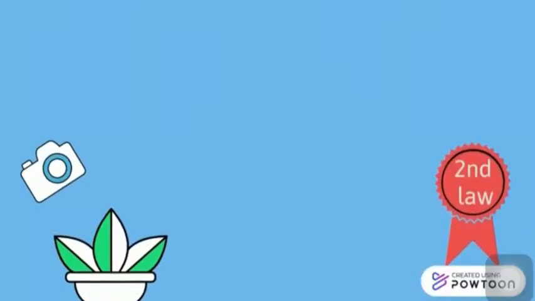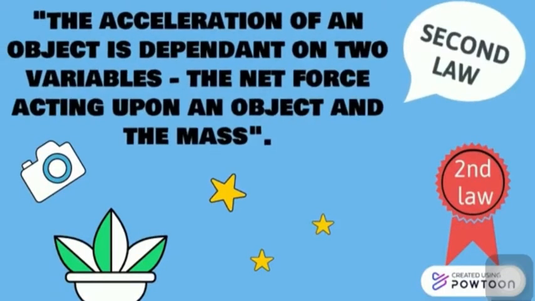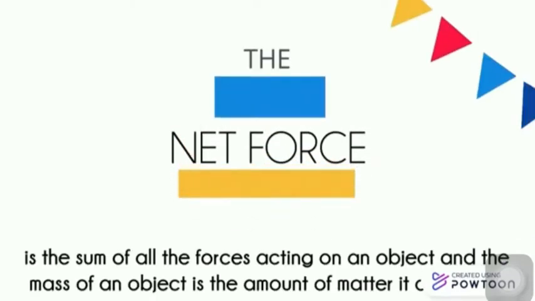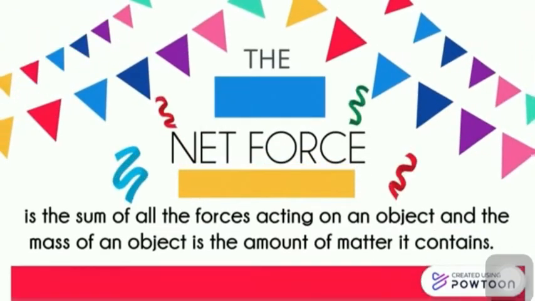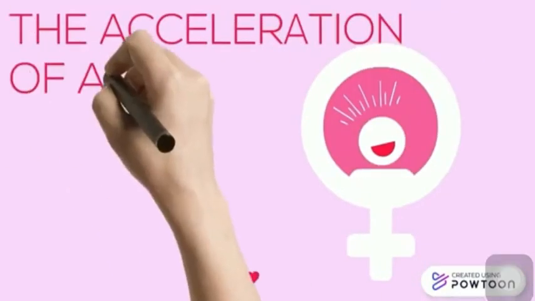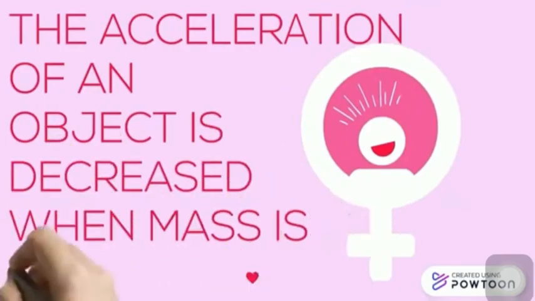The second law states that the acceleration of an object is dependent upon two variables, the net force acting upon the object and the mass of the object. The net force is the sum of all the forces acting on an object, and the mass of an object is the amount of matter it contains. And the acceleration of an object is decreased when the mass is increased.